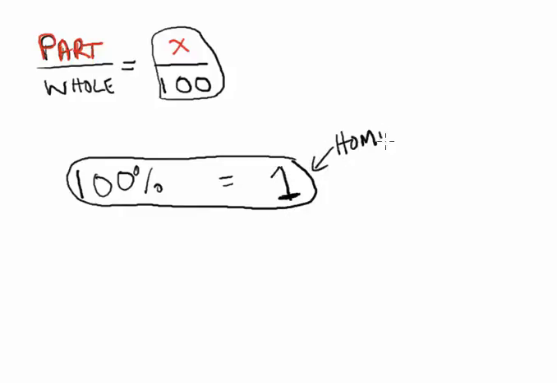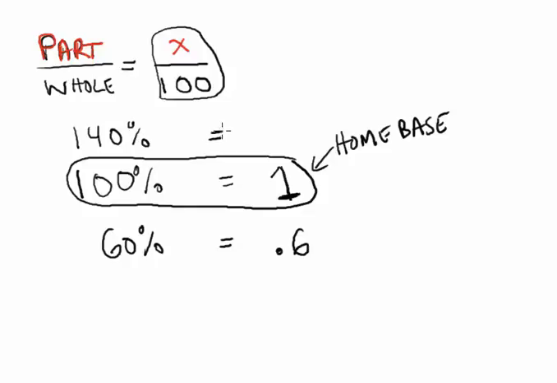Okay, this is home base, and what we can do now is reason that if I want to talk about something that is less than 100%, for example, 60%, what kind of a number would that be? It would have to be a number that's less than 1. We're going to learn it's 0.6, in fact. And if I wanted a number that's bigger than 100%, 140%, it's going to have to be a number that's bigger than 1. We're going to learn it's 1.4, okay?